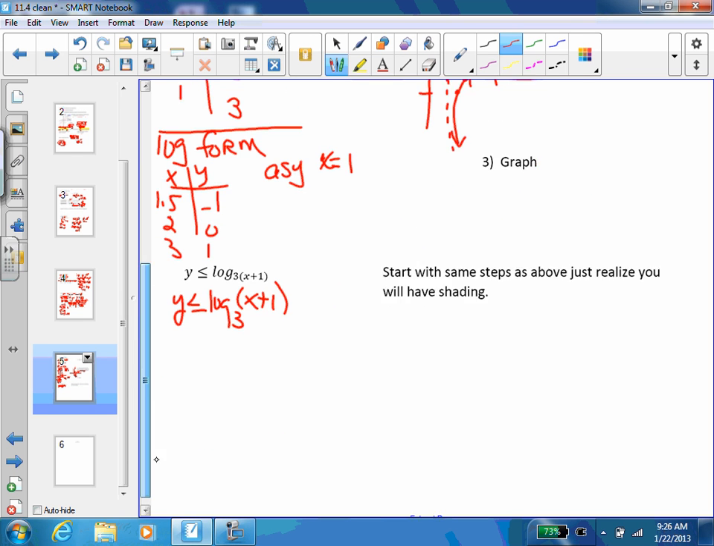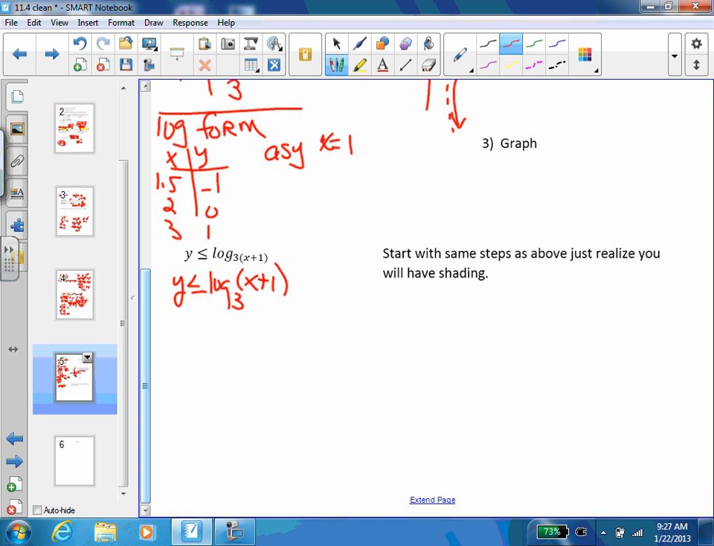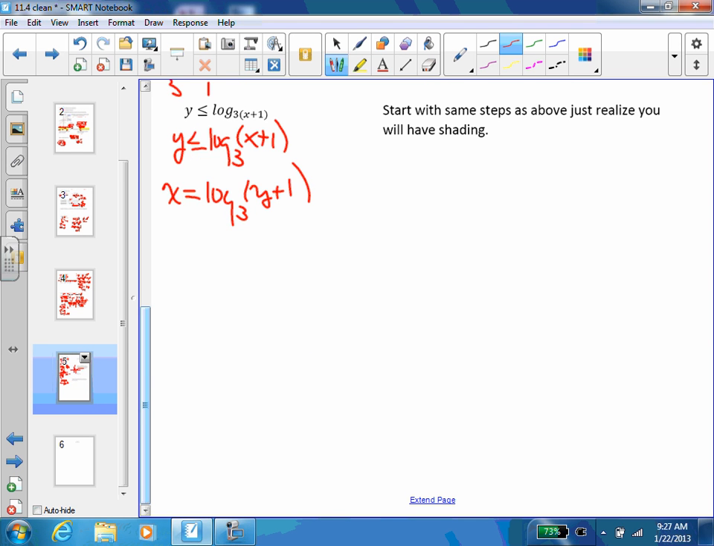Okay? So the first thing we want to do is switch the, so we want to say x is less than or equal to log, and really, at this point, let's just make it an equality. X is equal to log base 3 of y plus 1. Because what we're trying to do really is just get the shape and get your asymptotes and get your ordered pairs. Does that make sense? Okay. So that means, what is my next step? Good. So we're going to rewrite as an exponential.